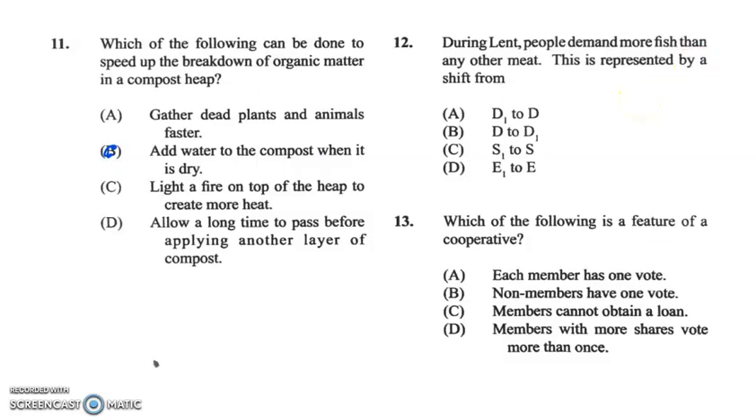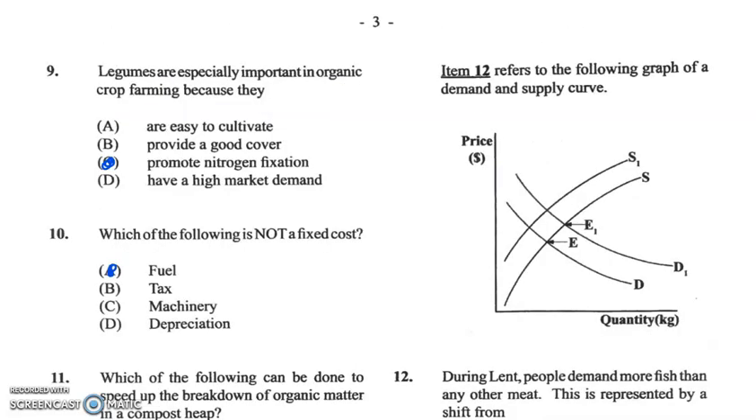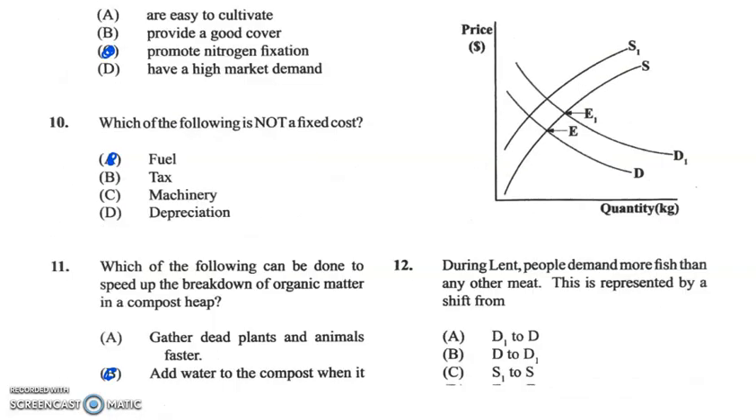Question 12 is based on the graph, the demand and the supply curve graph. All right. And the question is, during Lent, people demand more fish than any other meat. This is represented by a shift from, let's just go to our graph, from D to D1. So the answer would definitely be B, D to D1. Because it's Lent, and during Lent, persons tend not to eat a lot of meat. They prefer to eat fish. So there would be a high demand for fish during this period.